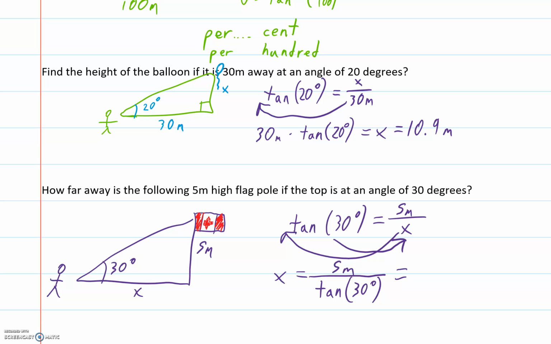So 5 divided by tan 30 is 8.66, so we'll just round it up, 8.7 meters.